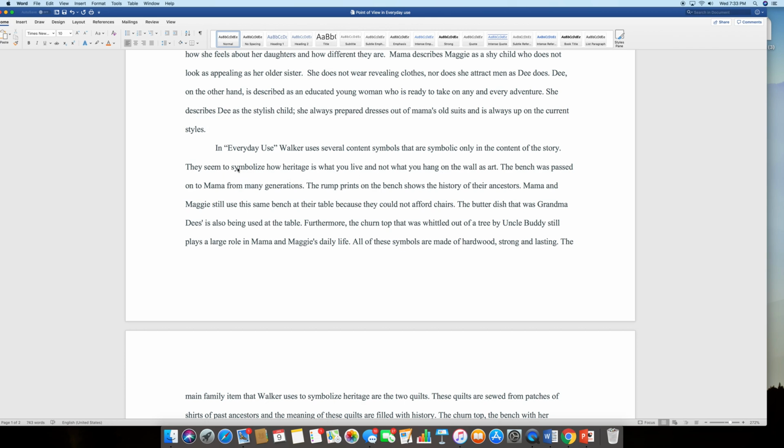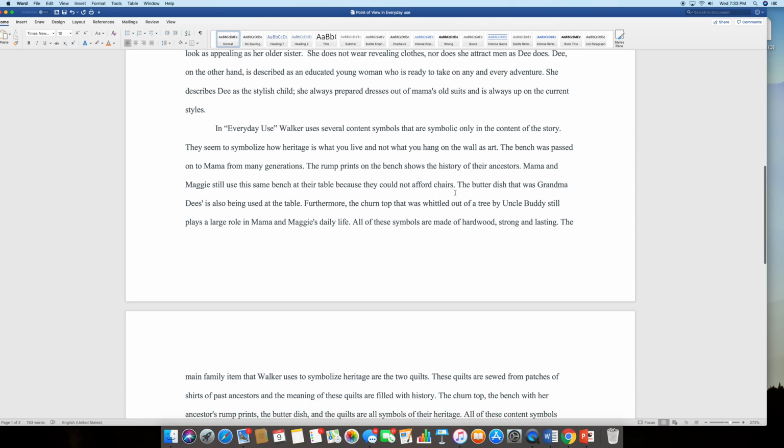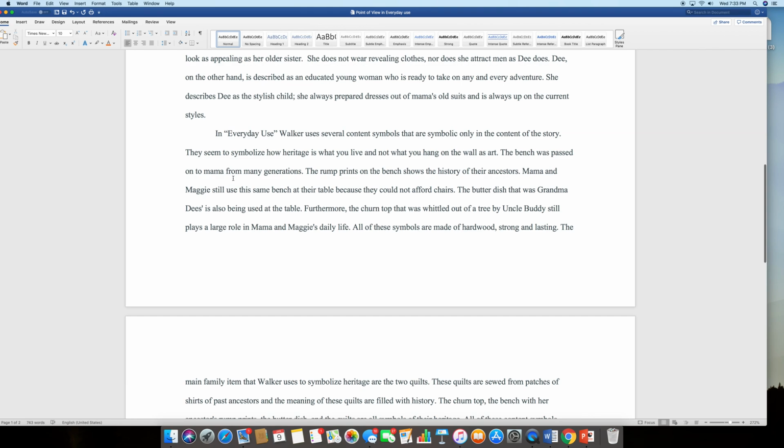They seem to symbolize these content symbols. They seem to symbolize how heritage is what you live and not what you hang on the wall as art. She uses, for example, the bench that was passed on to Mama from many generations. I'd be consistent here. If we're not going to capitalize Mama, let's not do it. All right? Onto Mama for many generations.